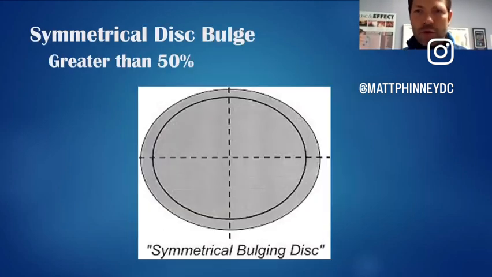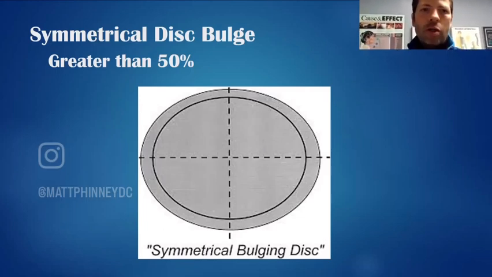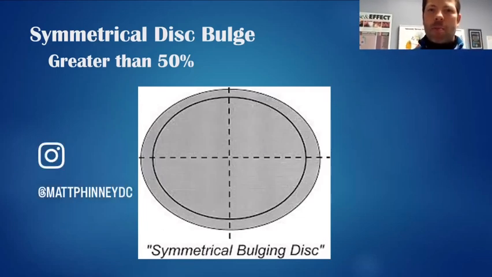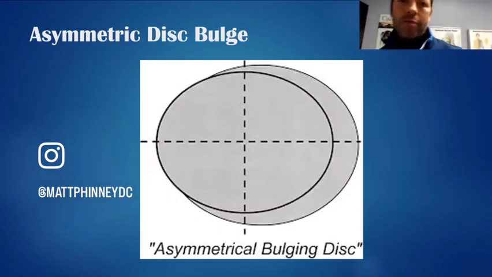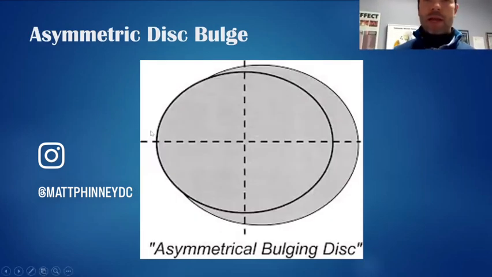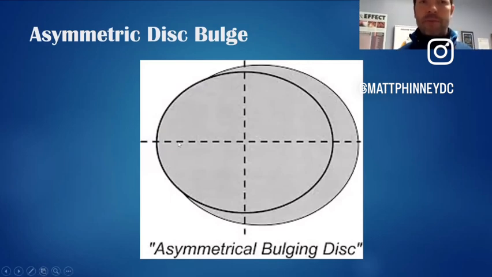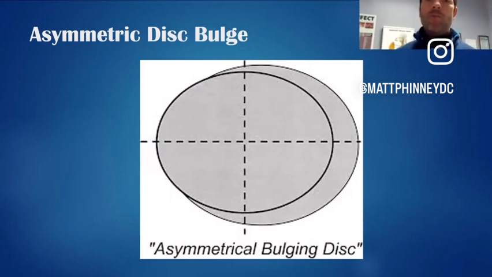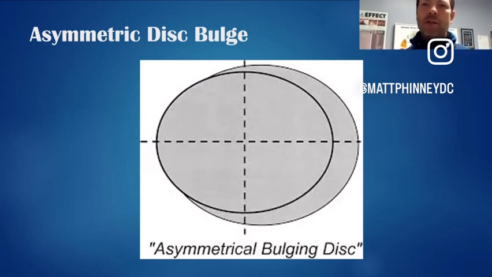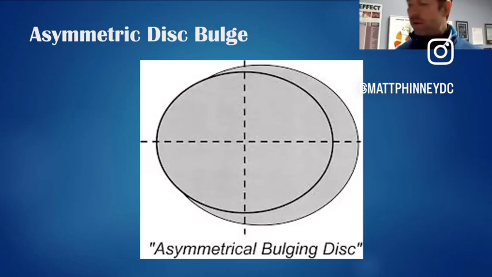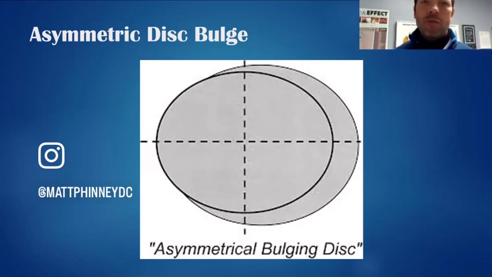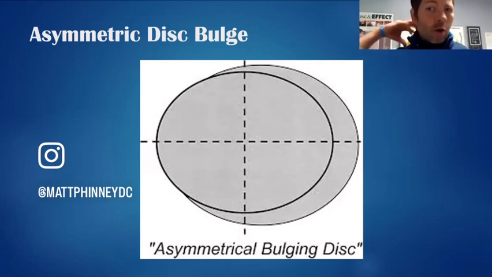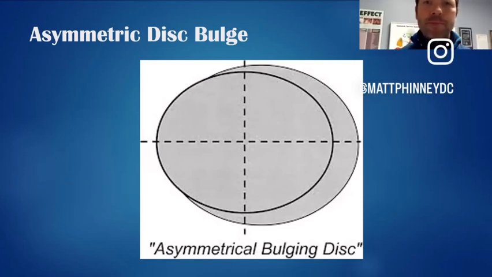Symmetrical disc bulge. If you see on your MRI report it says disc bulge, what that means is that there's a portion of the disc going out beyond the end plate of the bone, which is greater than 50%. Asymmetric disc bulge is also greater than 50%, but it's going more to one side than the other. It could be left side, right side. Typically an asymmetric disc bulge to the right is going to put pressure on the nerve root on the right, and that can cause shooting pain down the leg, or also cause shooting pain down the arm.